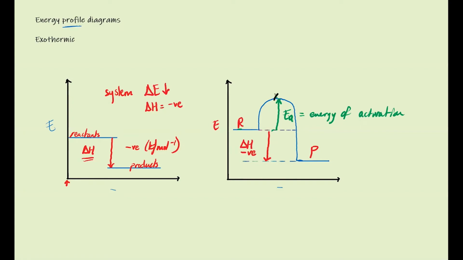The top of this peak is called a transition state. It's a moment in which a reactant is transitioning into a product, if you like. It's not an intermediate. It is only a transition state. It's like a halfway house between reactants and products. So that is exothermic in terms of energy profile diagrams.